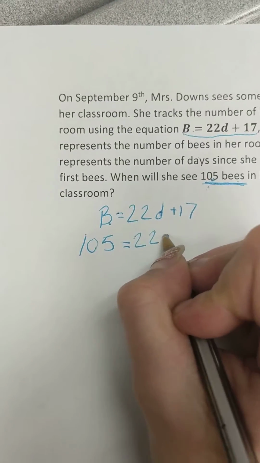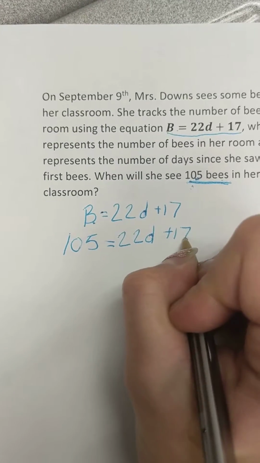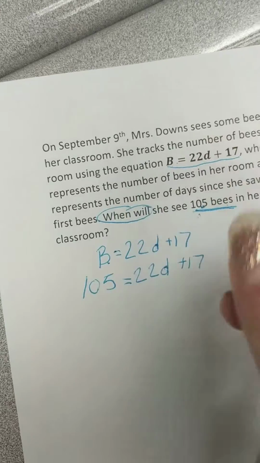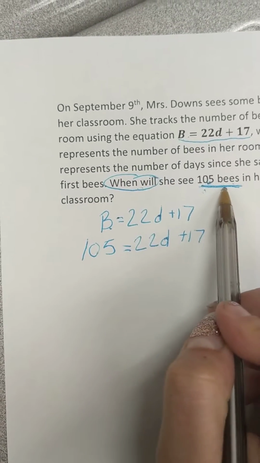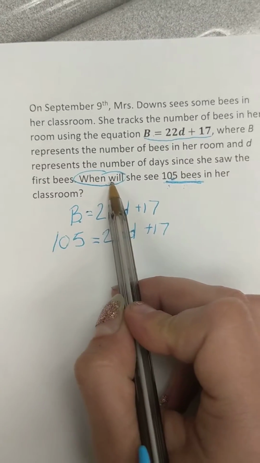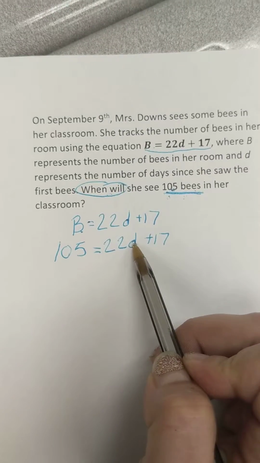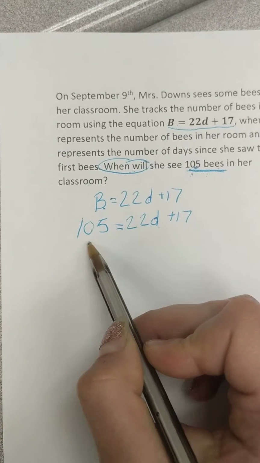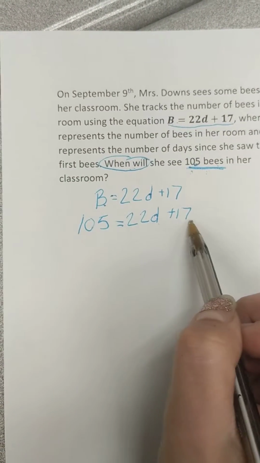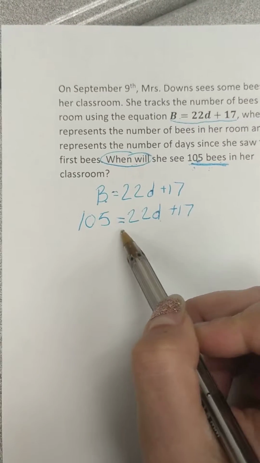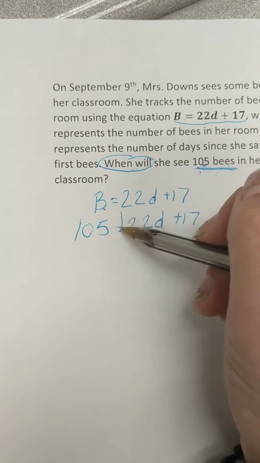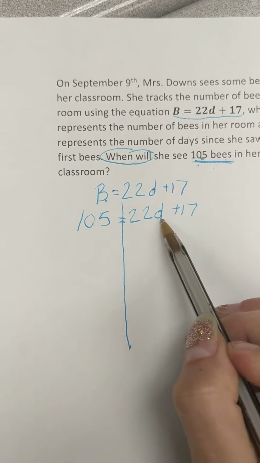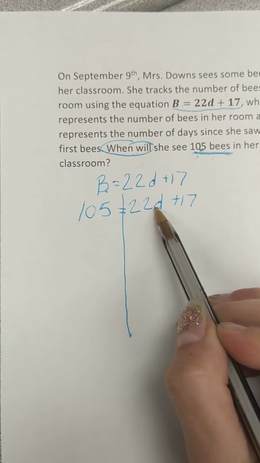equals 22D plus 17. The question asks, when will she see them? When will she see 105? Well, when will she see them is asking about the number of days. So we don't know D, that's our variable that we're going to keep in our problem. But now if we look at this, this looks just like our problems we had before. So follow our steps. Line through the middle. I want to get everything with the variable by itself.